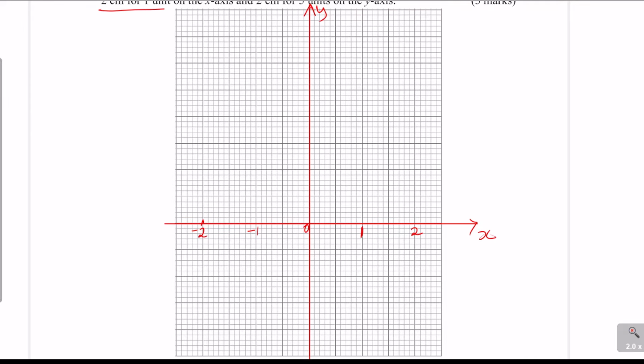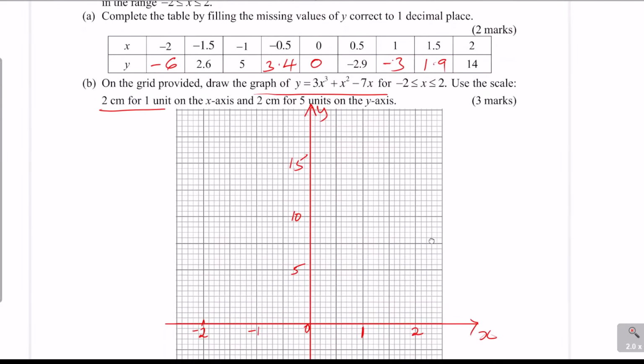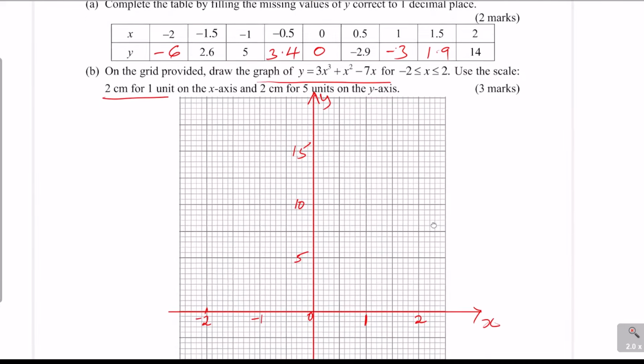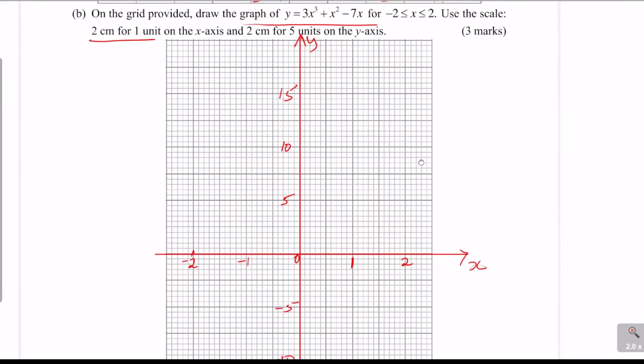Then for the y-axis, 2 centimeters, 5 units. So this is 5, 10, 15. And then you have -5, -10. I don't think we've gone beyond that. So try to accommodate all the values. So let's now plot. First one is when x is -2, y is -6. So -2, -6.